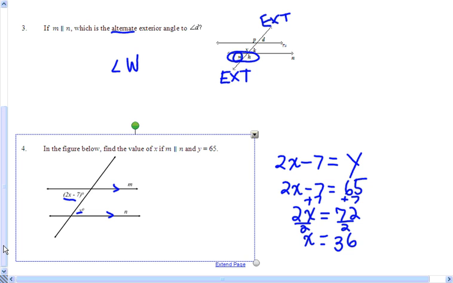All right, go ahead and practice the other problems, and then you'll be good to do the retake.